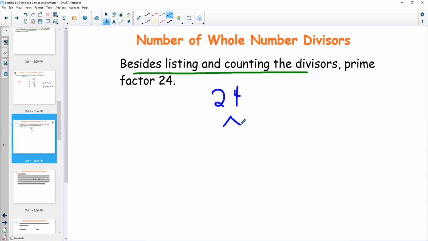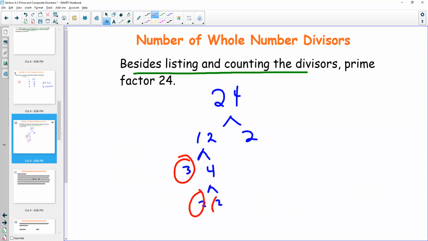I'm going to use, I don't know, 12 and 2. 12 breaks up into 3 and 4. 4 breaks up into 2 and 2. So I have my prime factors. I have a 3, a 2, a 2, and a 2. So that's 2 to the 3rd times 3.